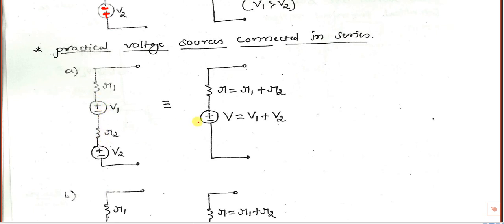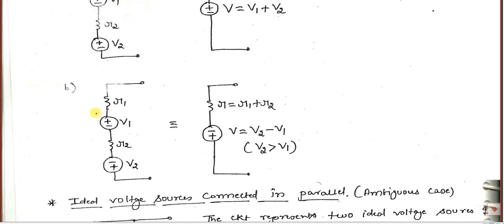So two voltage sources you have to add. You'll get plus minus, plus minus, so you'll get net voltage as V1 plus V2. And two resistances are in series, R1 and R2 are in series. We know that if two resistances are in series, net resistance is the sum, R1 plus R2. Similarly, if the polarity is opposite, resistance value is still R1 plus R2 because in series resistances are added.